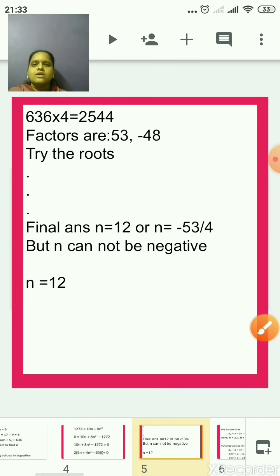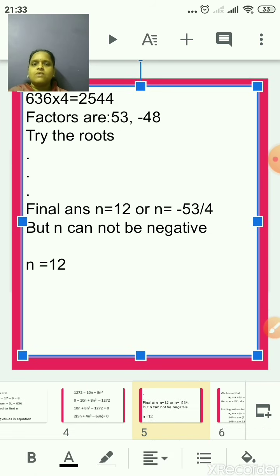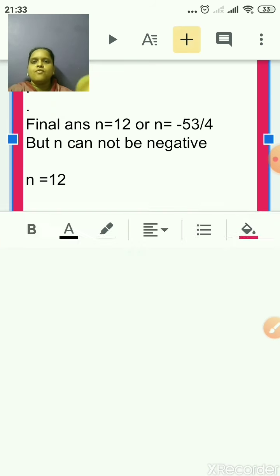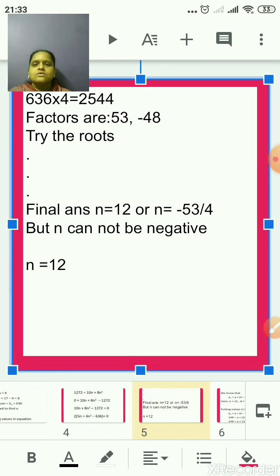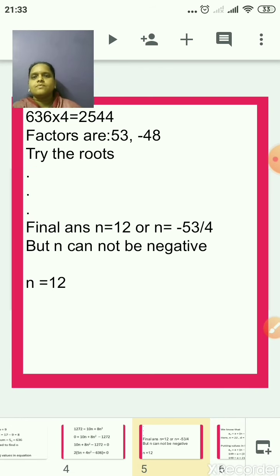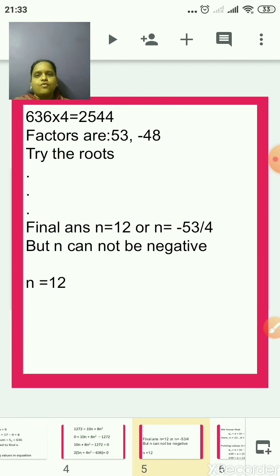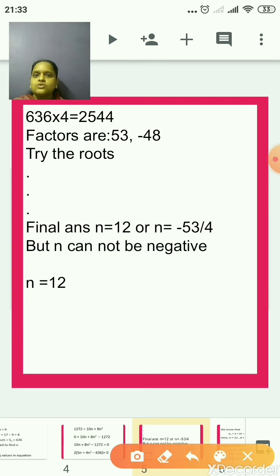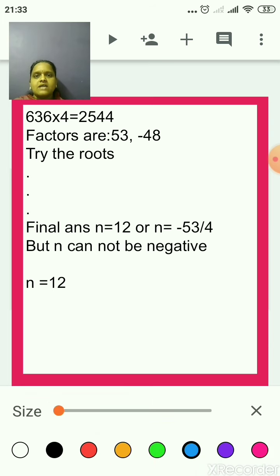Okay, so here 636 into 4 is nothing but what? Sorry, it is 2544. 636 into 4 is 2544. So if you see the factors over here, you will get it. The product is 2544 and the sum is plus 5. So you will get the answer as 53 and minus 48. So the middle term is 5. You can see here 53 minus 48 is plus 5.